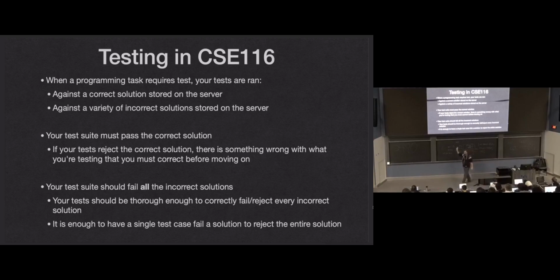It's going to do this in two separate phases. The first one is going to run your code against a correct solution. There's a known correct solution in Autolab, and it's going to run your tests against that solution. And your tests need to pass that solution. Your tests need to say, yep, that's a correct solution. We're all good on this one.